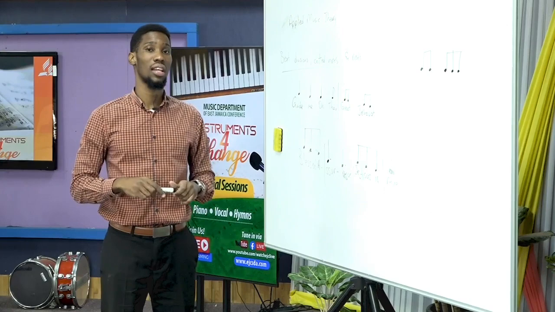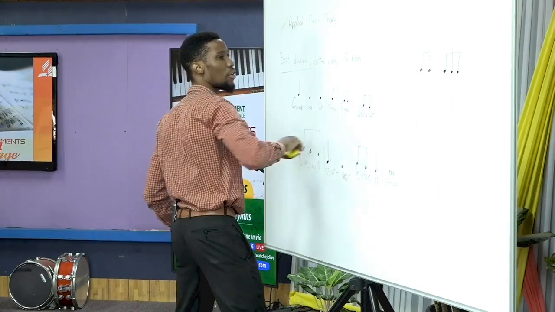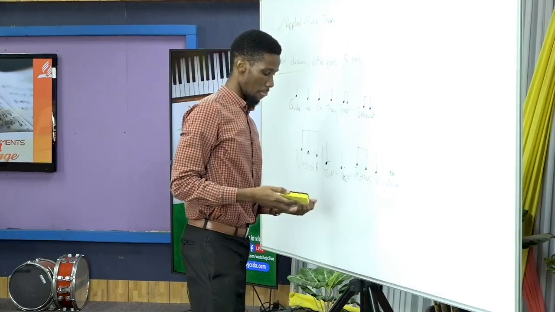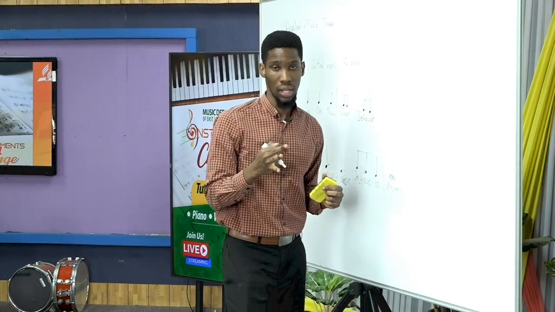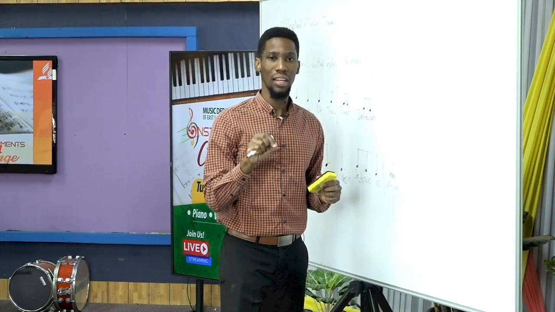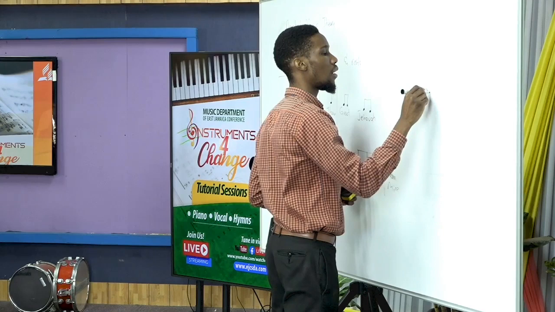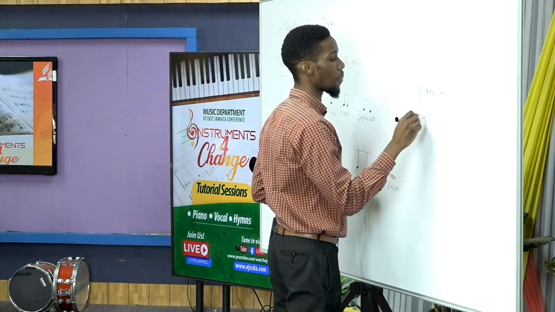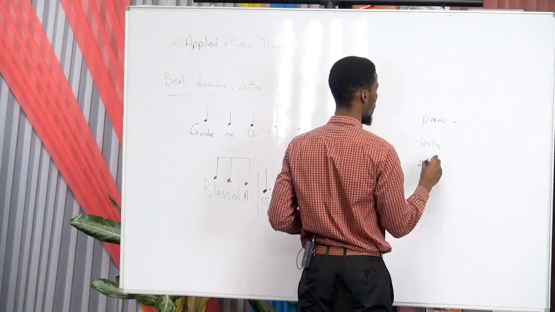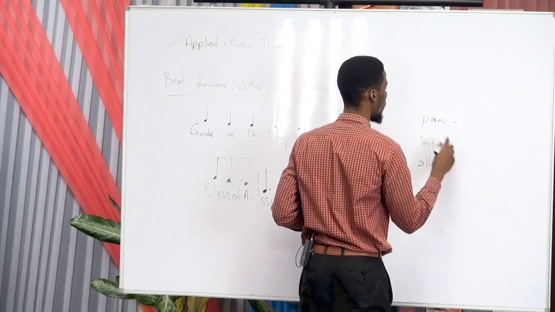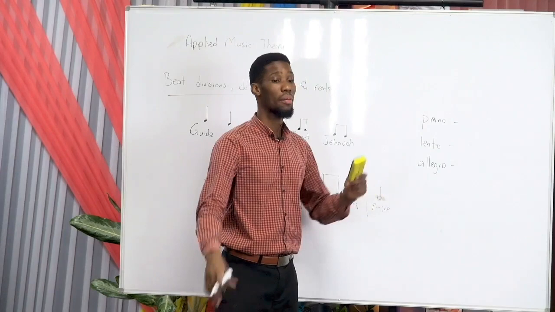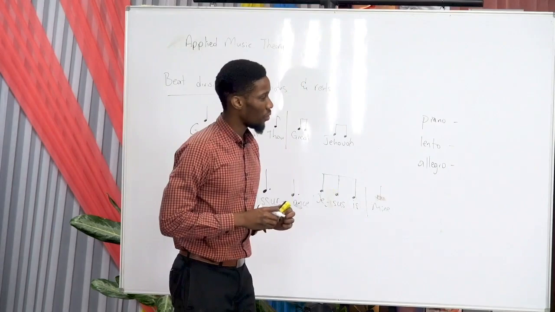All right? So our trivia for today is going to be based on last class. I'm going to give you three musical terms, and you are going to tell me the meaning. You're going to type quickly in the chat box the meaning of the musical terms. These should be very easy for you by now. First one is piano. The second is lento. The next is allegro. Type quickly the meaning of these terms. I'm going to give you 5 seconds for each. So that's 15 seconds.